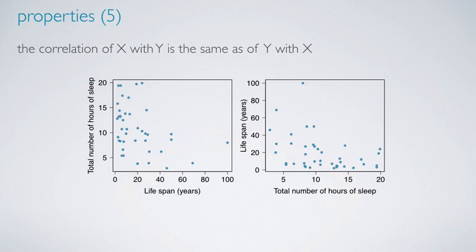And for the second plot, we simply swap the variables. So now the response variable is lifespan and the explanatory variable is the total number of hours of sleep. For both of these, the correlation coefficient is negative 0.38. So changing the variables around does not affect the correlation coefficient.